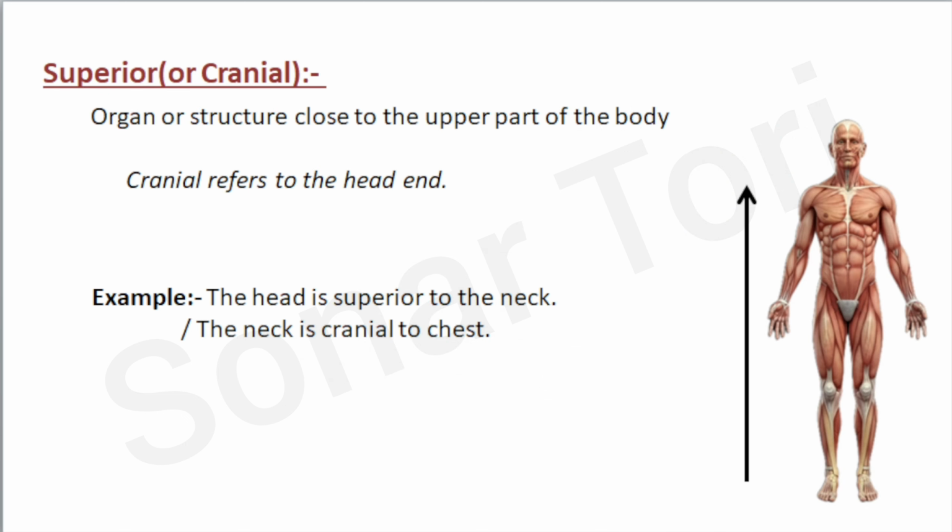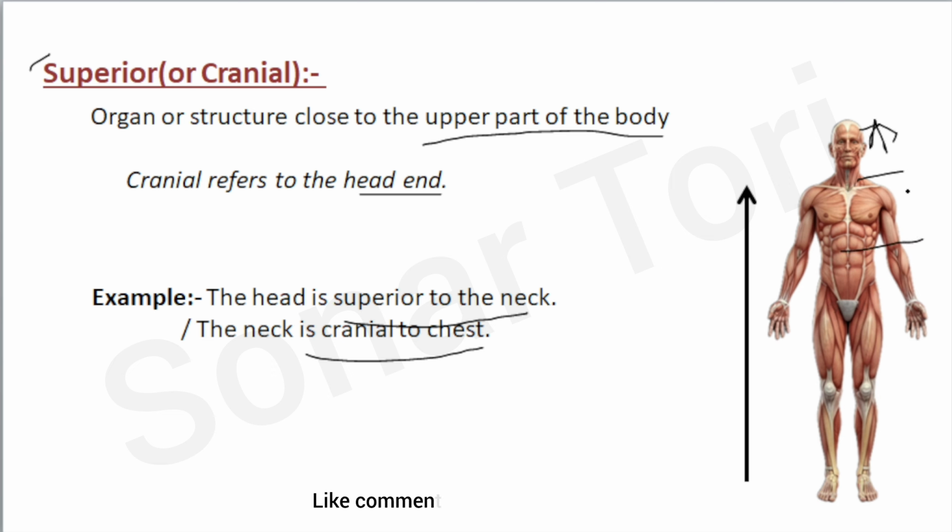Then superior or cranial position. The organ or structure that is close to the upper part of the body is called the superior or cranial position. Here, cranial refers to the head end. For example, the head is superior to the neck, or the neck is cranial to the chest. It means that the head is placed in an upper position as compared to the neck. Or likewise, the neck is present in an upper position as compared to the chest.